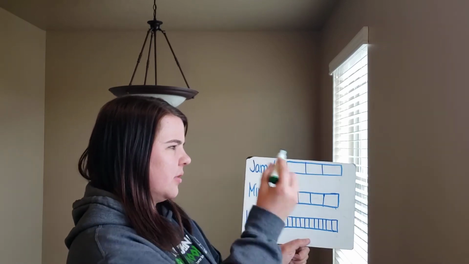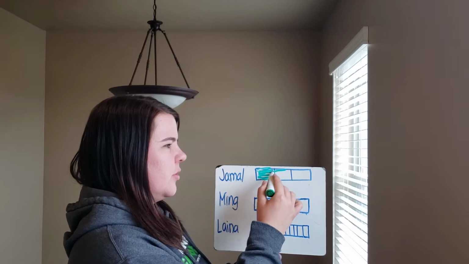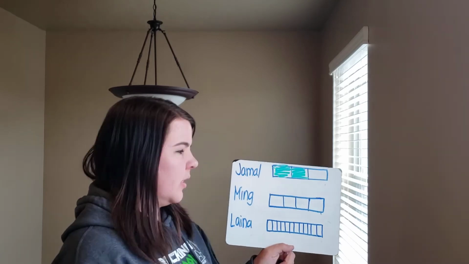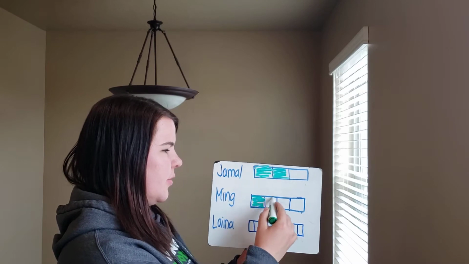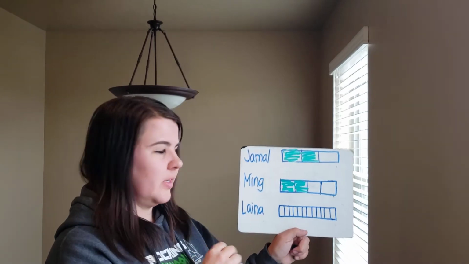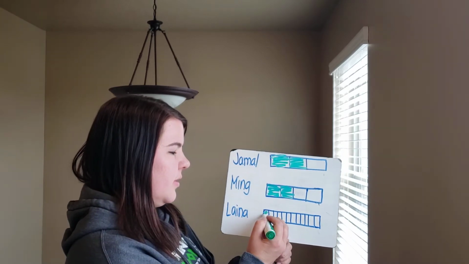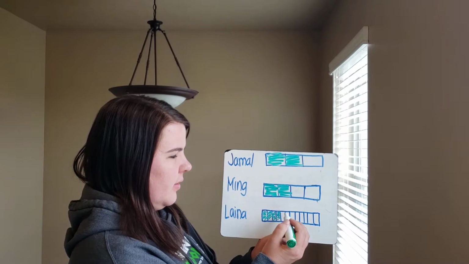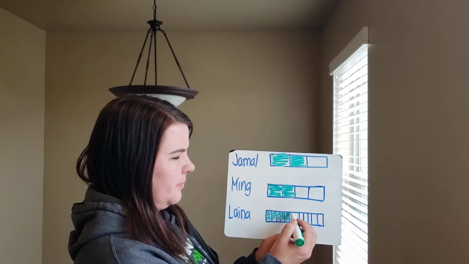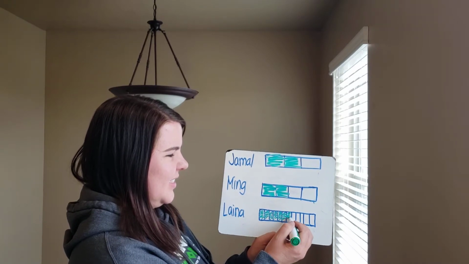Jamal ran 2/3, so I have his divided up into thirds, and I'm going to color in 2/3. Ming ran 2/4 of a mile, so I'm going to color in her 2/4. And Lena ran 7/12 of a mile, so I'm going to color in 7 of these 12ths. 1, 2, 3, 4, 5, 6, 7.